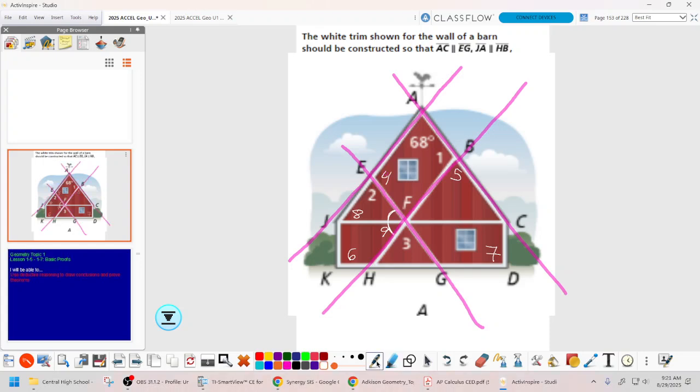Same side interior. So 68 plus 4, and I'm going to say measure of angle 4 equals 180. Those are same side interior. I'm going to do SSIA for all of those. SSIA, same side interior angles. Okay, so obviously we just subtract 68, and then what does that give you?